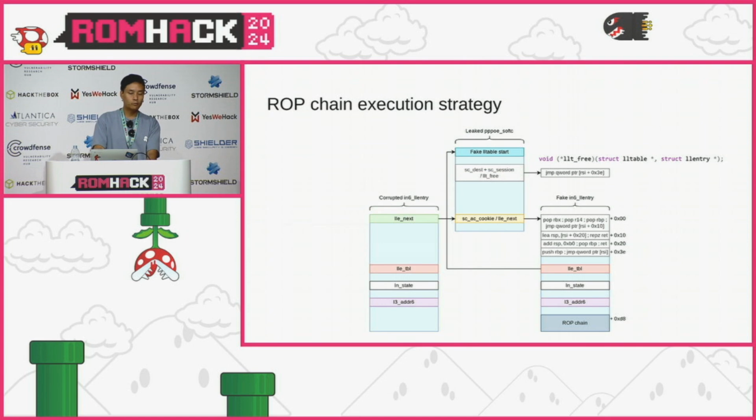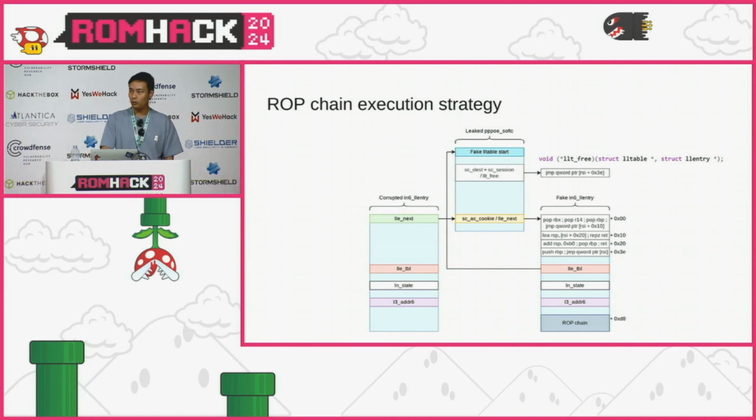So to get RIP control and also ROP chain code execution, let's take a look at this diagram. It's a bit complicated, so please bear with me. Again, on the left-hand side, we have the corrupted LL entry. It's the same entry that we corrupted before for the KSLR defeat. In the middle, we also have the PPPoE softC instance, which is also the same as before.